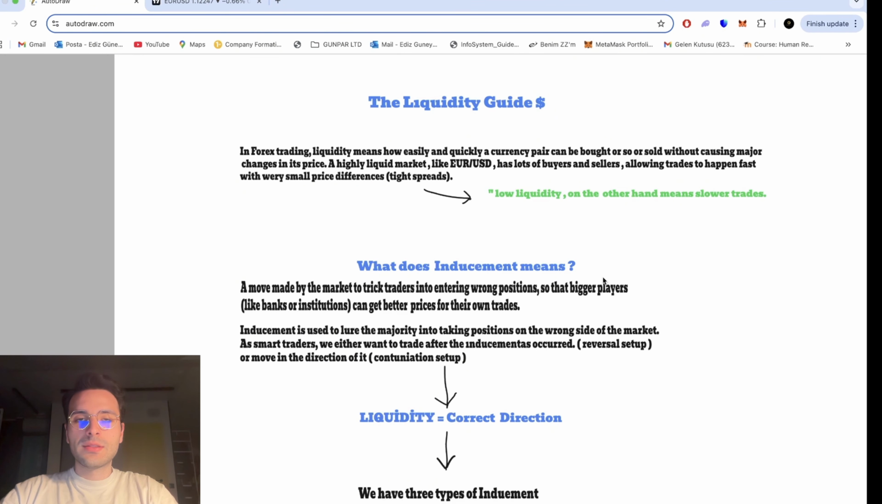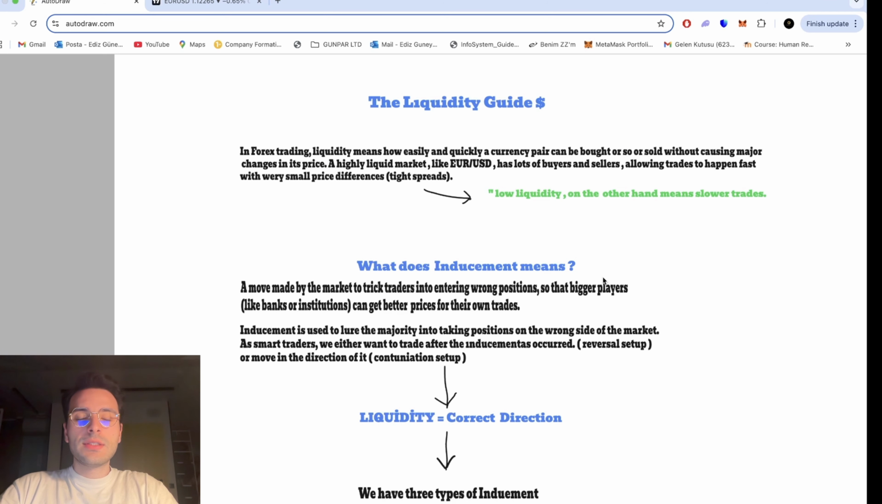It had been a while since our last video, and in today's video I'll be trying to teach and explain to you what liquidity is, how liquidity works in the market, and how we use it before executing our trades. First of all, liquidity is the fuel for the markets. So understanding where the liquidity is is very important for us, especially before giving your order to the market.